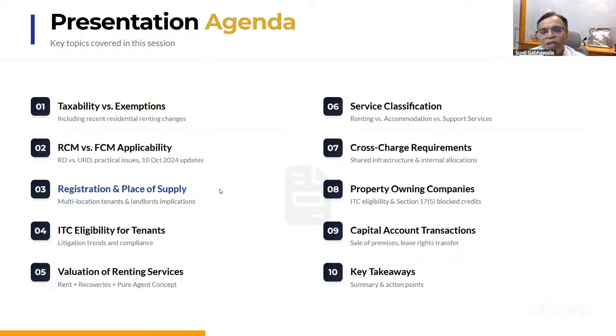Thereafter, we'll move into a slightly different discussion on what exactly constitutes renting vis-a-vis similar services, something like an accommodation, hotel or hostel accommodation service, and something which is much wider in terms of business support services. So where do you draw that line of differentiation? Because the tax rates as well as the ITC and the POS rules are very different for each of them. Then we come to a situation of multi-locational tenants, wherein there will be either an ISD or a cross-charge requirement. We'll understand the interplay between the two.